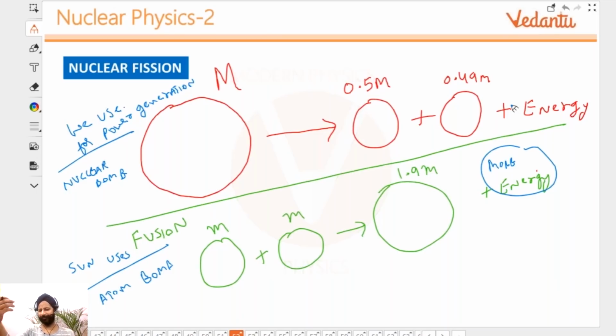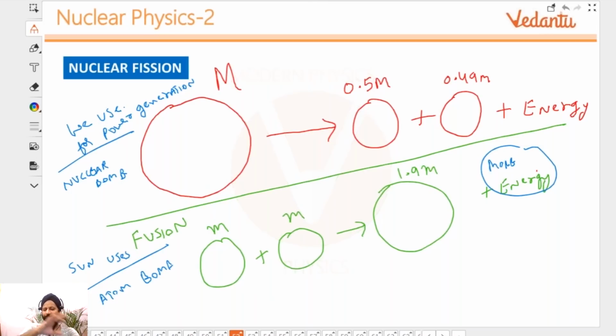We use fission. Any questions? Any doubts? Anything in that summary? If it is clear, we will go ahead. But you're supposed to ask questions if it is not clear. Okay? So now let's see what is happening in fission here.